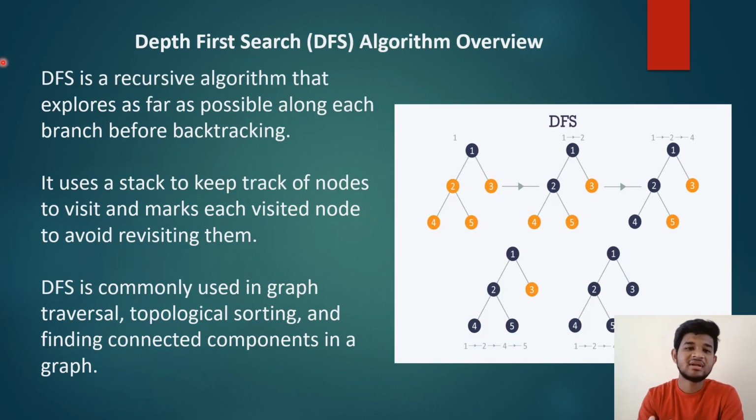Now let us see the first method, that is the depth first search (DFS) algorithm in topological sorting. DFS is a recursive algorithm that explores as far as possible along each branch before backtracking. It uses a stack to keep track of nodes to visit and marks each visited node to avoid revisiting them. DFS is commonly used in graph traversal, topological sorting, and finding connected components in a graph.